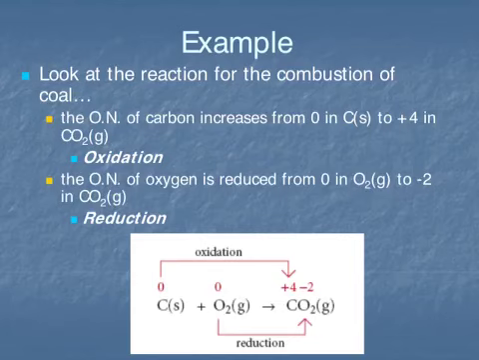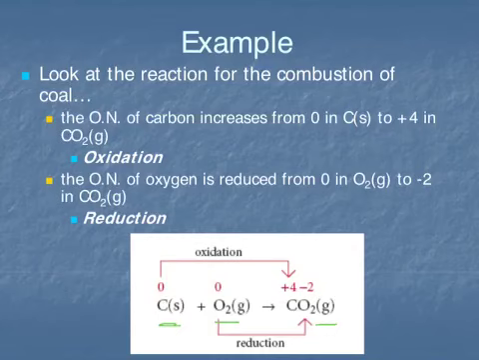We can cement the concept of redox chemistry by looking at the combustion of coal, which is mostly carbon, reacting with oxygen to produce carbon dioxide. Now the oxidation number for carbon is 0 because carbon itself is neutral. The oxidation number for oxygen is also 0 because oxygen itself is neutral.